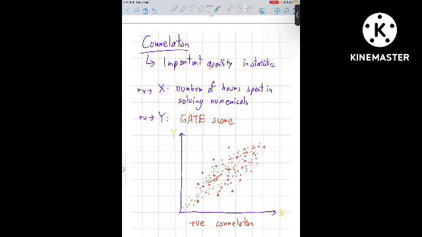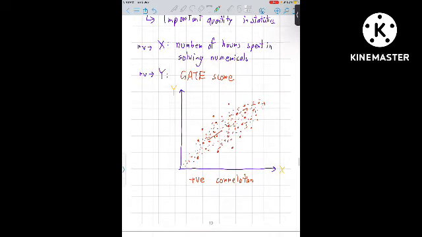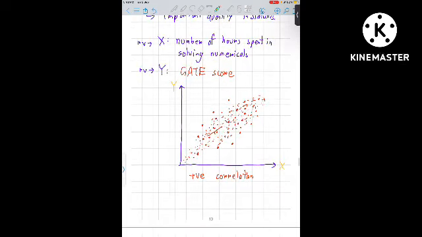Similarly, I can give another example. Let's say X is the price of tomatoes. We know what happened recently in our vegetable markets. Random variable Y is our market sales.